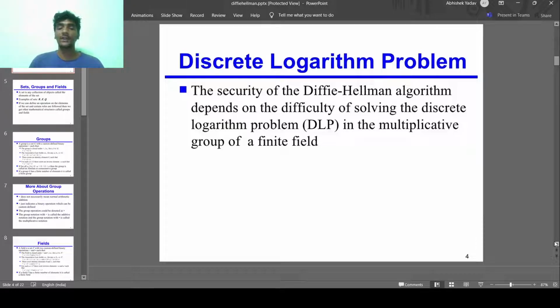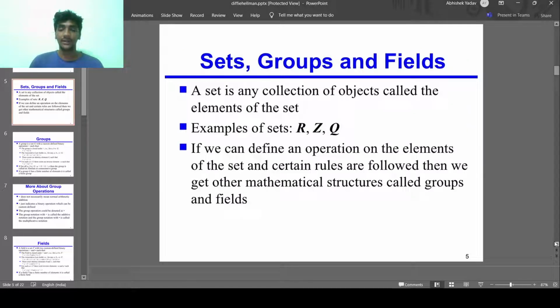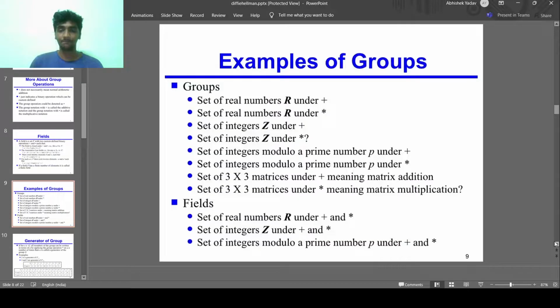So now we know what a multiplicative group is, and we know what a finite field is. So moving on to examples of groups. So the set of real numbers under the operation addition is one example of a group. Another example would be the set of real numbers under the multiplication operation.